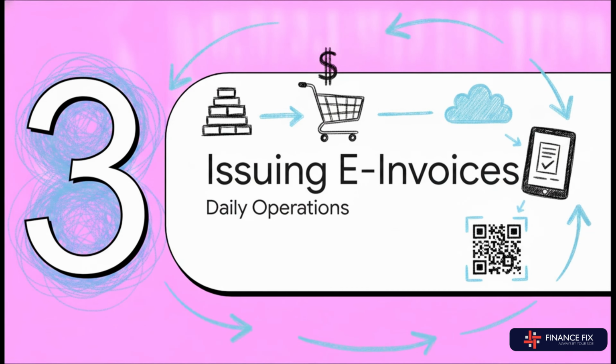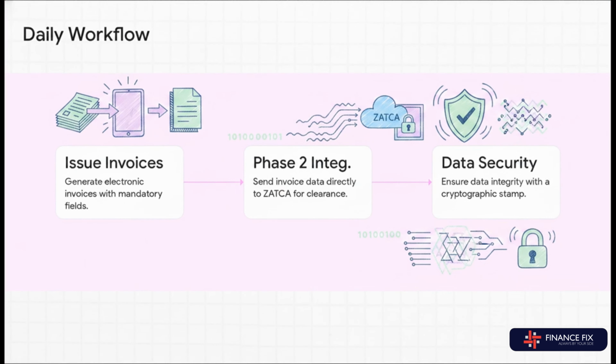All right, on to Section 3, issuing and integrating e-invoices. Once your setup is locked in, your daily workflow involves the next 3 steps. Step 4 is generating the actual electronic invoices. Step 5 is pinging that invoice data straight to ZATCA for clearance. And Step 6 involves applying robust data security and digital signatures. This right here is the heartbeat of your compliance. It's the real-time processing of your daily business transactions.